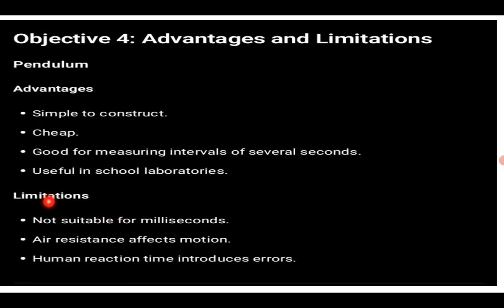However, it has limitations or disadvantages: it is not suitable for milliseconds or times less than a second. It can be affected by air resistance. That's why with time it is going to stop oscillating because of air resistance. Remember that the human reaction time is 0.2 seconds. So human reaction time introduces errors. Sometimes you may not count the number of oscillations as accurately as possible, so it will bring in errors in your experiment.